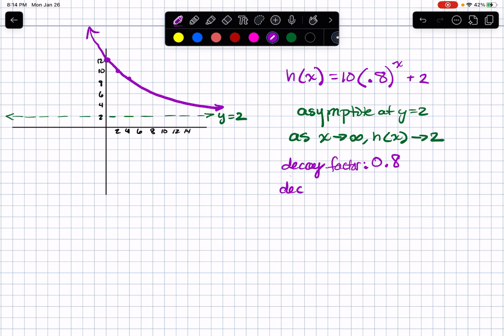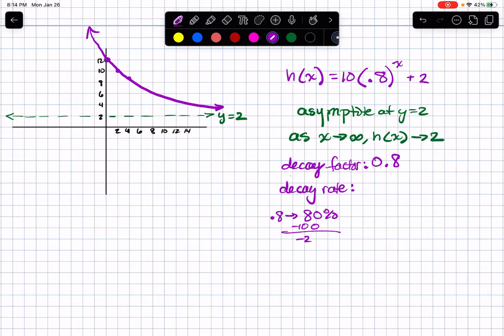My decay rate, and sometimes they're a little tricky when it's decay. What I like to do if it's a decay rate is multiply by 100 first to turn it into a percent. So 0.8 becomes 80%, and then subtract 100. We are losing 20% each period. So if I was asked for the decay factor, I would say 0.8 because that's what I'm multiplying by. The decay rate would be losing 20% per period.